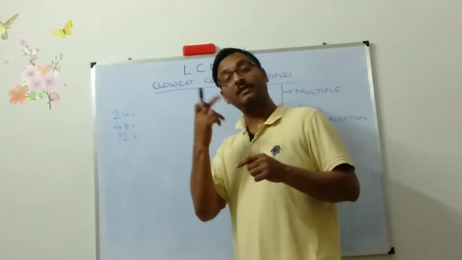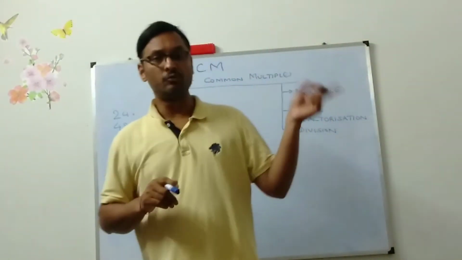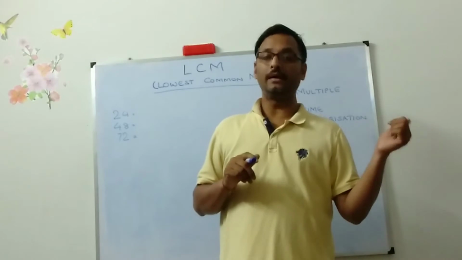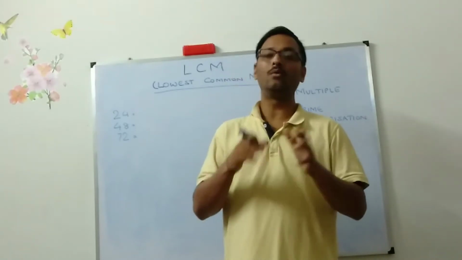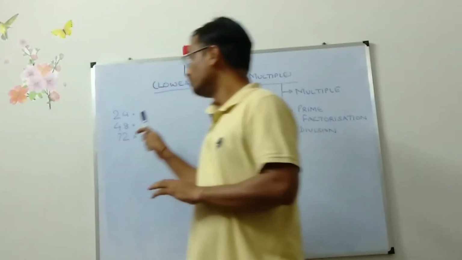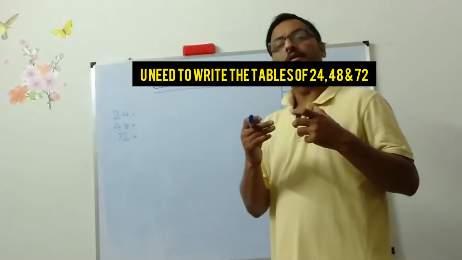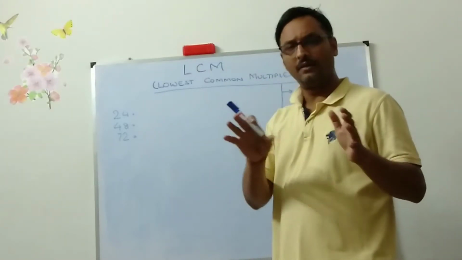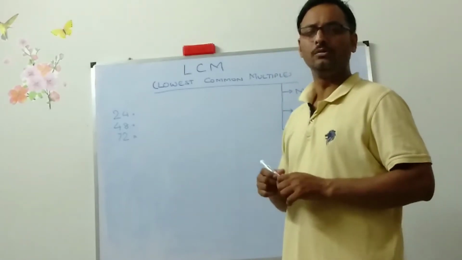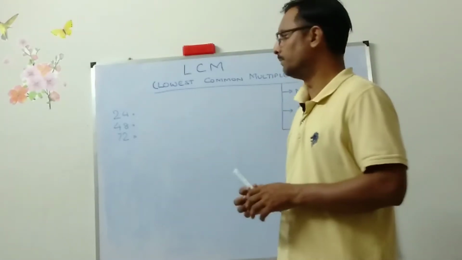In my factors and multiples video, you can go and see how I have got that. So you find out the multiples of 24. You need to do the table of 24, 48 and 72 so that you will be getting the multiples of all these numbers.